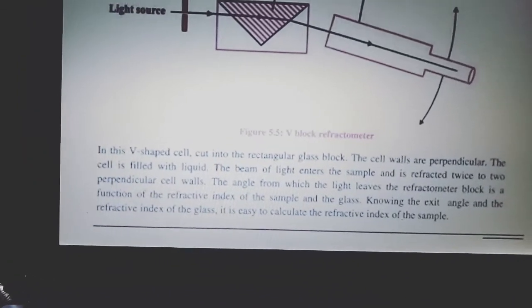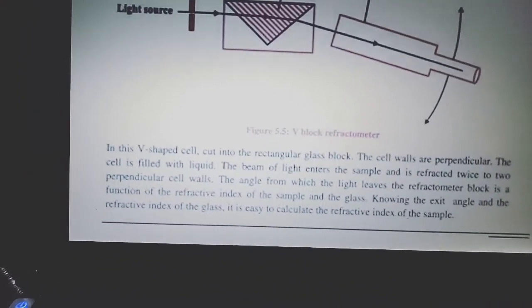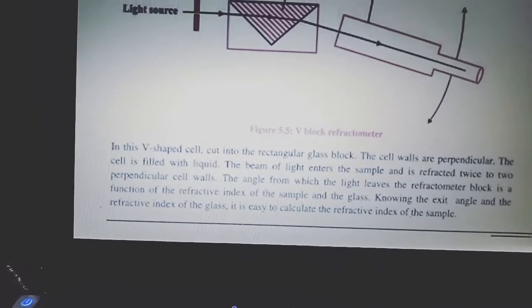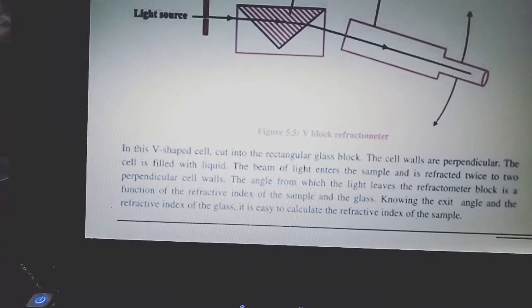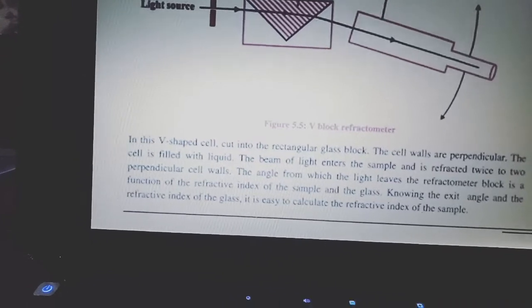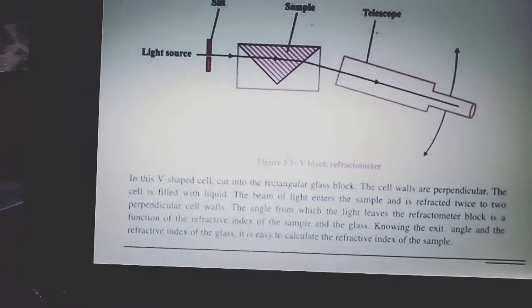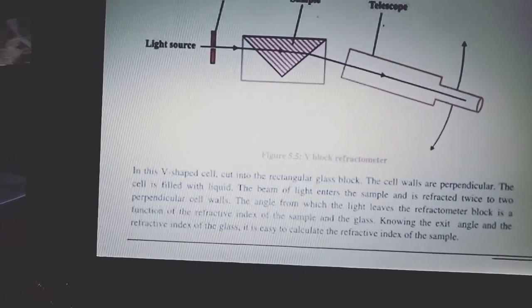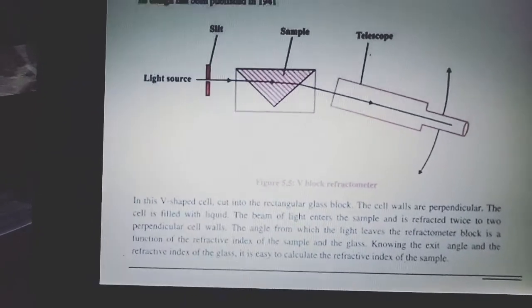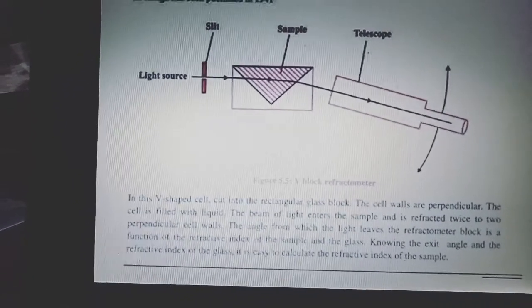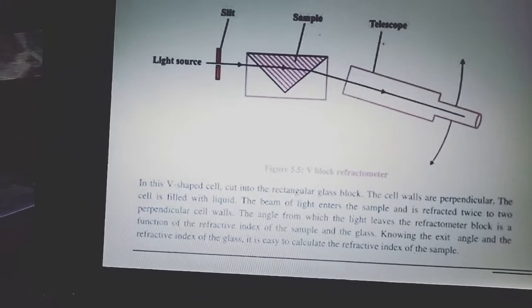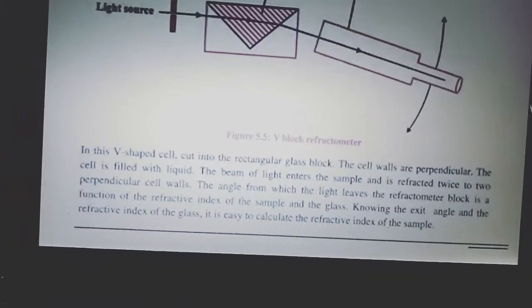Okay, liquid को हम fill करेंगे जहाँ पे आपको sample mention है. The beam of light enters into the sample and is refracted twice at the two perpendicular cell walls. The angle at which the light leaves the refractometer block is a function of the refractive index. Means हम वो angle measure करेंगे जहाँ पे light हमारी refract हो रही है. That is the refractive index of the sample and the glass. Okay.